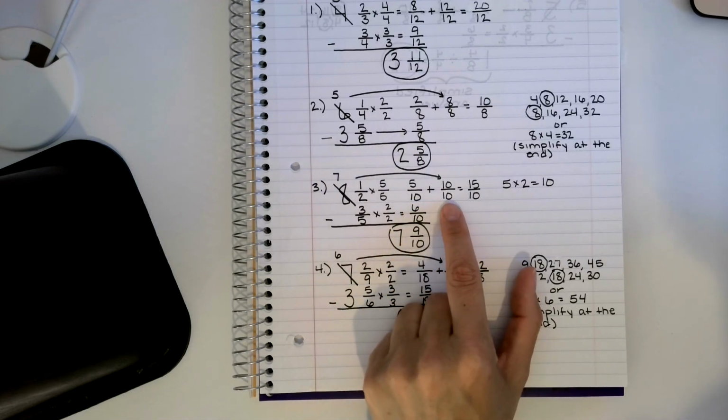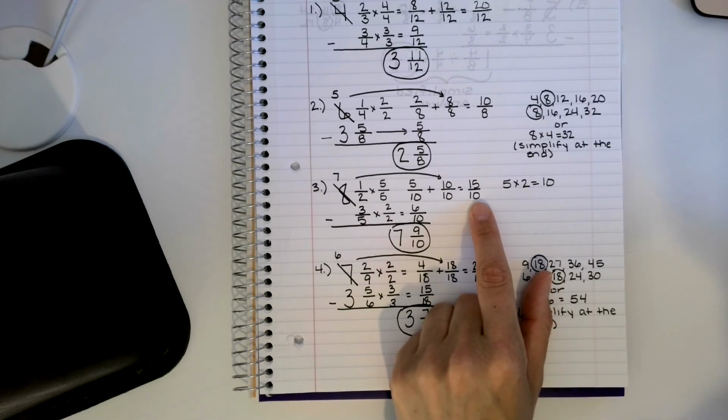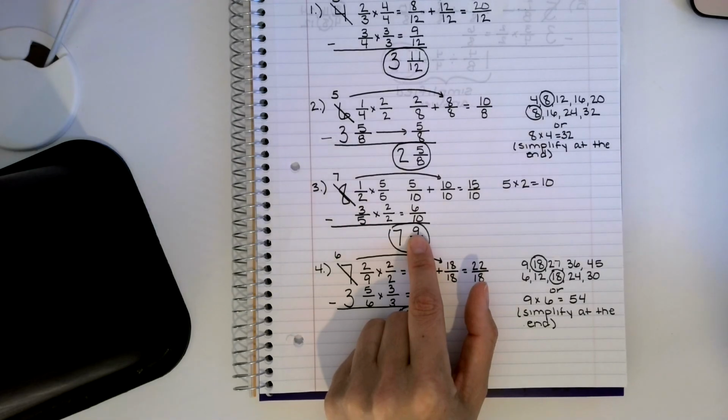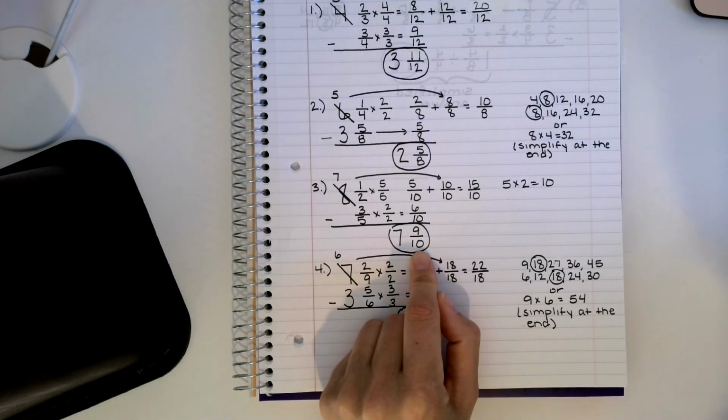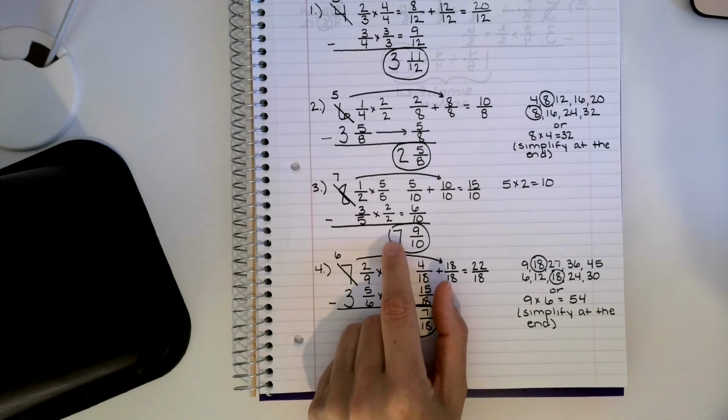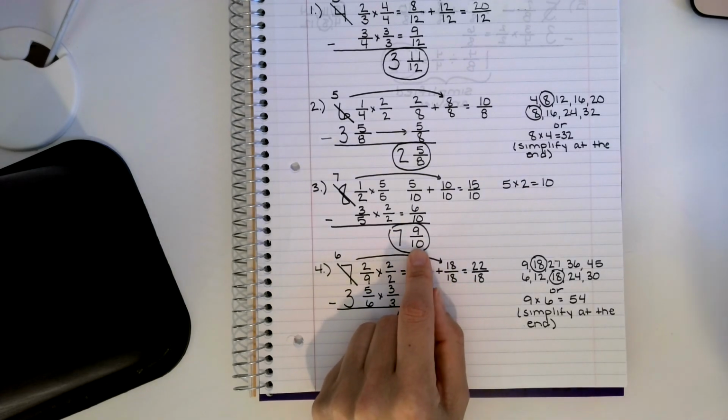5/10 plus 10/10 is 15/10. 15 minus 6 is 9. So you have 9/10. And then 7 minus 0 is 7. And 9/10 is already simplified because you can't divide 9 and 10 by the same number evenly.